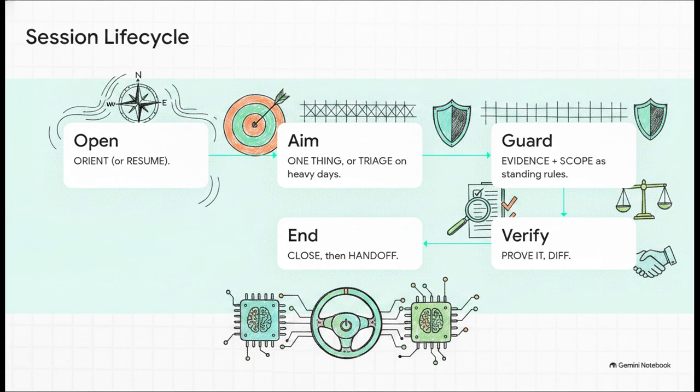It goes like this. You open and orient the session. You aim at exactly one thing. You set strict guardrails for evidence and scope. You demand the AI prove it to verify whatever it outputs. And finally, you wrap up with a clean close or handoff. You are literally piloting the machine here, not just typing into the void.